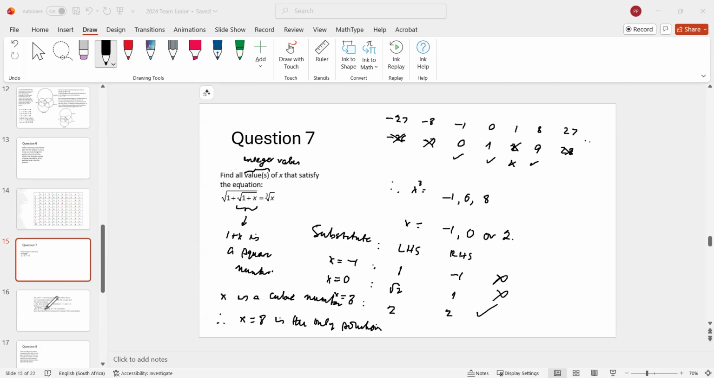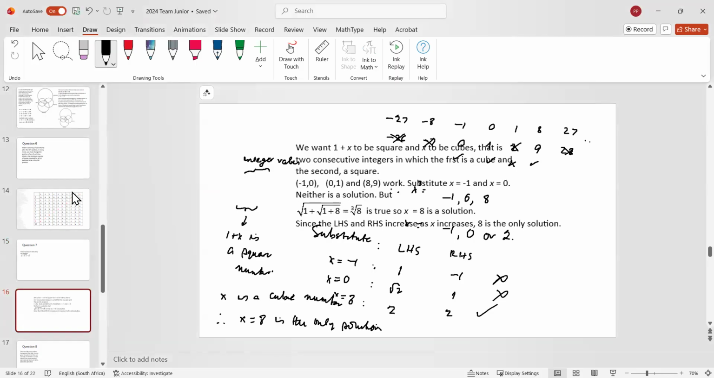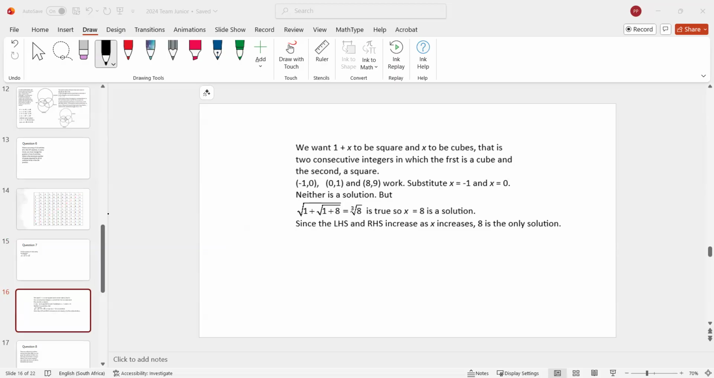Okay, let's get on to the next one. Oh, I give some kind of a reason here. So we tried all these things, and so 8 is the only solution. Then I say, since the left-hand side and the right-hand side increase as x increases, 8 is the only solution. So you have to think about that.